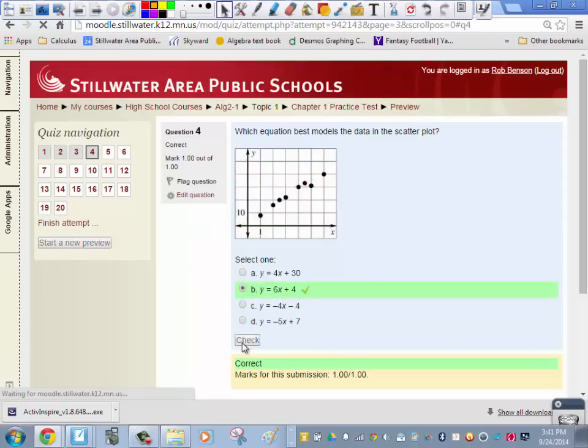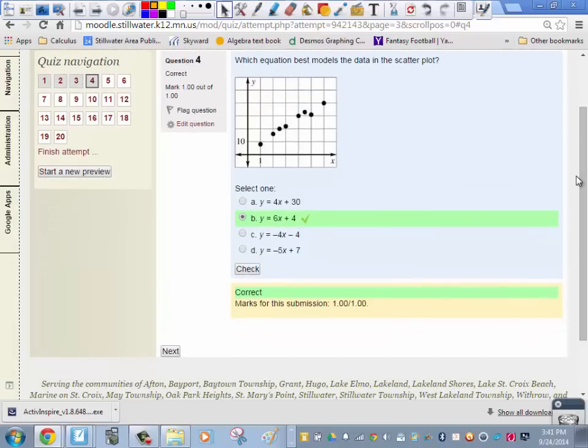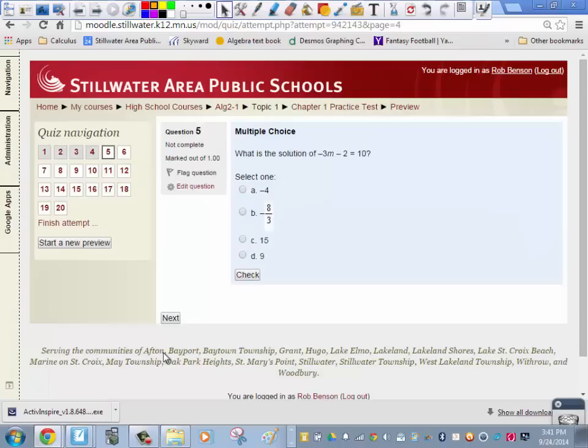Let's see. I already checked it. I didn't need to check it again. It already told me it was right. So right now I'm 4 for 4. I need to find what the solution of negative. Oh, I just got to solve for this.